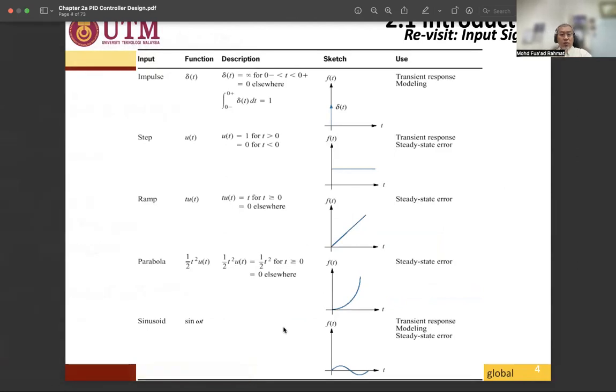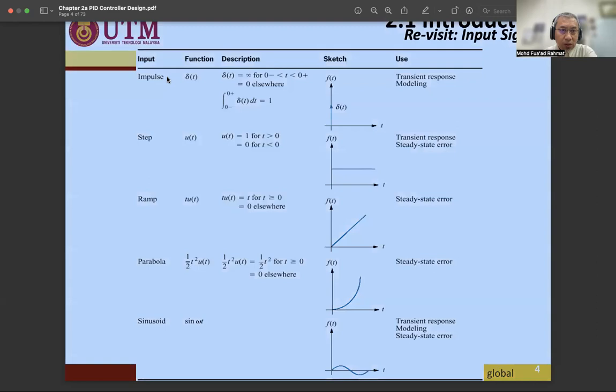In a control system, several inputs are injected into the system so that we can see the response of the particular output. The first one is the impulse response, the second is the step response, the third is the ramp, number 4 is the parabola, and number 5 is the sinusoidal. The function and description of each are shown here.